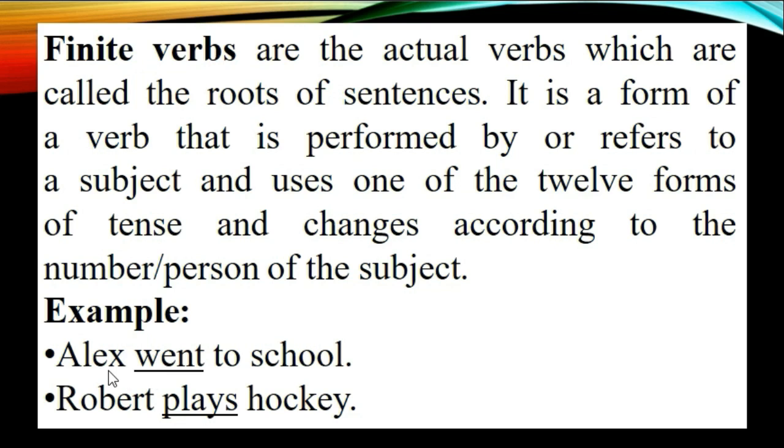Number and person. In the first one, Alex is one, that means I am referring to one person, but I had spoken in past or written in past. That's why I have used this V2, went. Second, I have written in present. Robert, singular person, and having singular verb, plays. So this is finite verb. Finite verb, in short, you can understand that it changes according to the number and person of the subject. Is it clear?